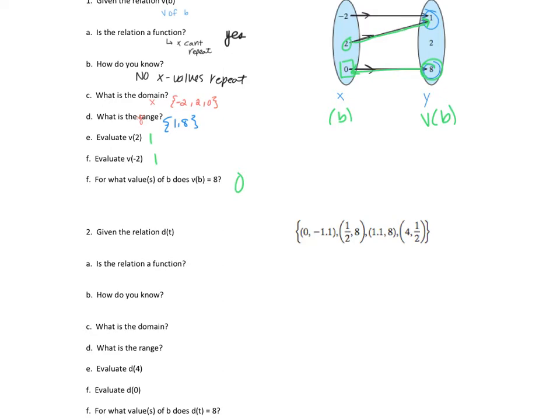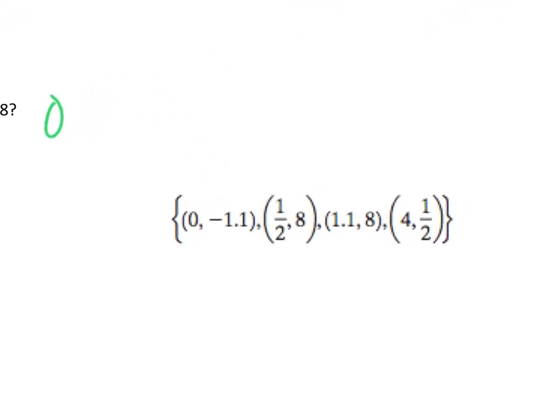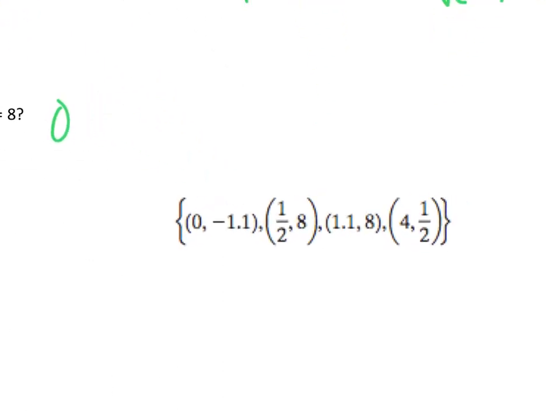So now I'm given a series of ordered pairs. Remember, when I'm given a series of ordered pairs, these are my x values, so I'm going to put them in: x, x, x, x. These are my y values: y, y, y, y. Please remember, ordered pairs are written as x, comma, y. This is how they are.